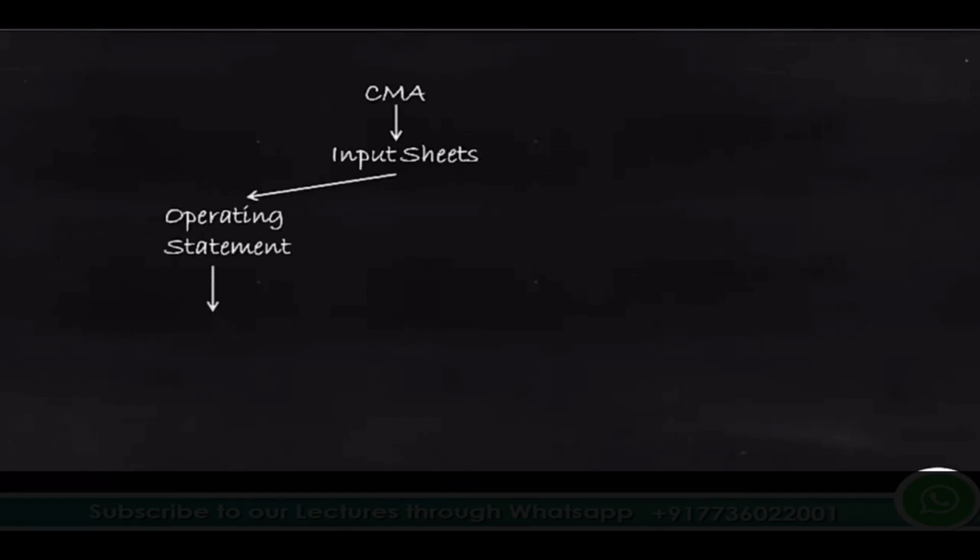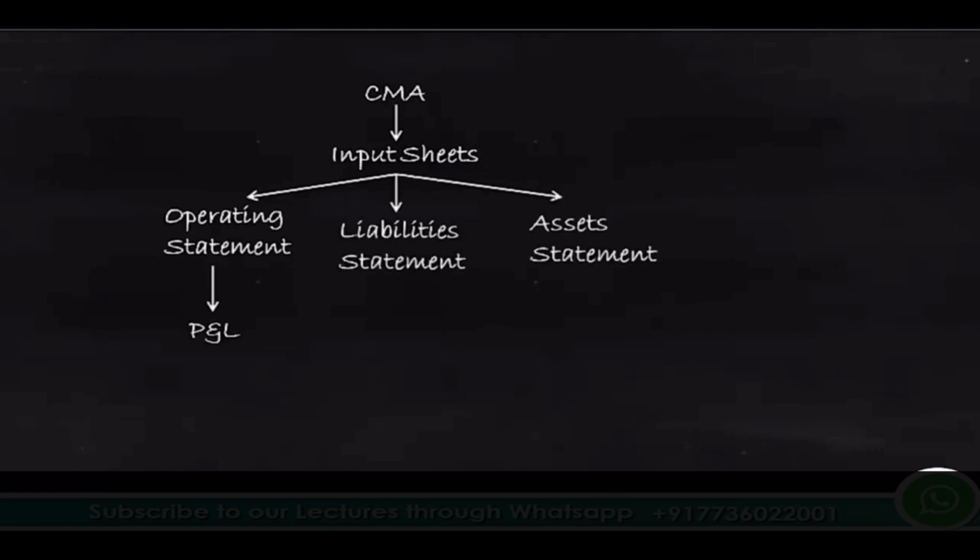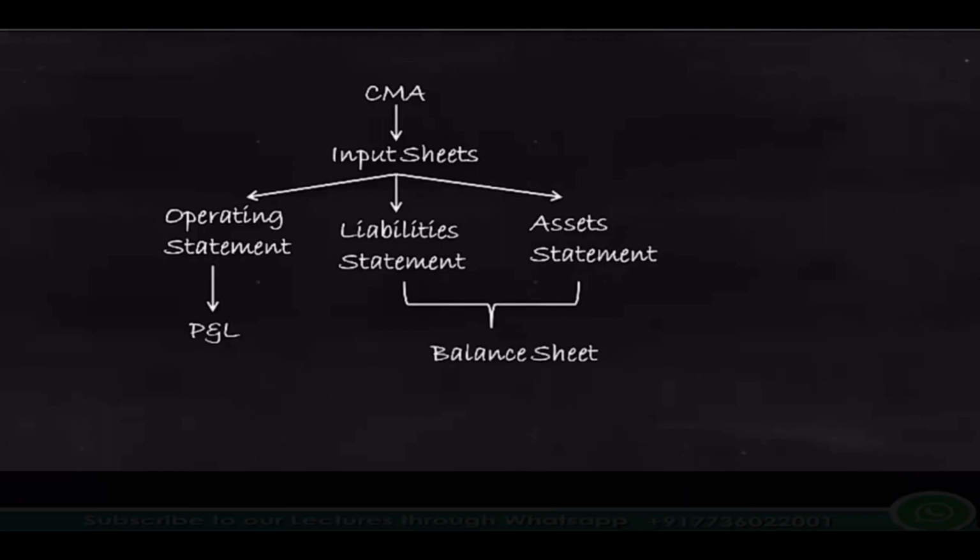So the CMA will have 3 input sheets. The first sheet is called as operating statement, which is nothing but transferring all the data from the profit and loss statement of the customer. The second statement is called as liability statement, and the third statement is called asset statement, and details for all these will be lifted from the balance sheet. We'll see how a typical CMA will look like.